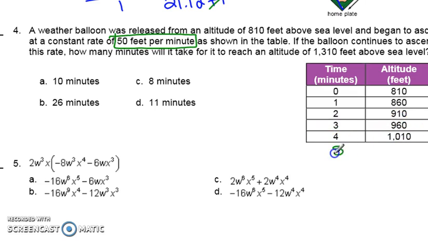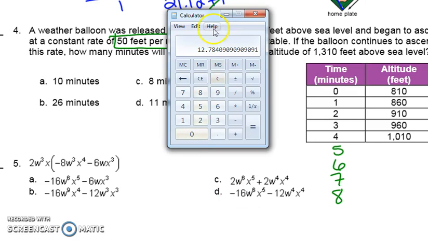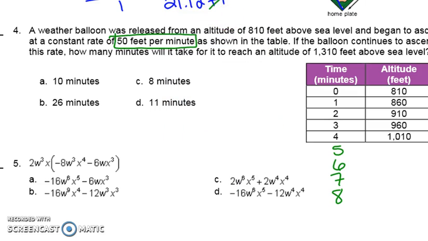So basically, if I just continue this, I'm going to go 1,010 plus 50 plus 50, that'll be 6, 7, 8, 9, 10 minutes would be where you get your 1,310. So I would say 10 minutes here.